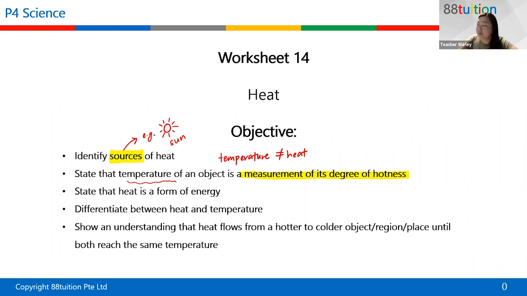So that's temperature. But what about heat? Heat is actually a form of energy. So temperature is a measurement, but heat is an energy. You must be able to differentiate between heat and temperature first. So far, okay? Not lost? Great, wonderful. Like I said, the second and third objectives basically make up your point number 4. You must be able to differentiate.